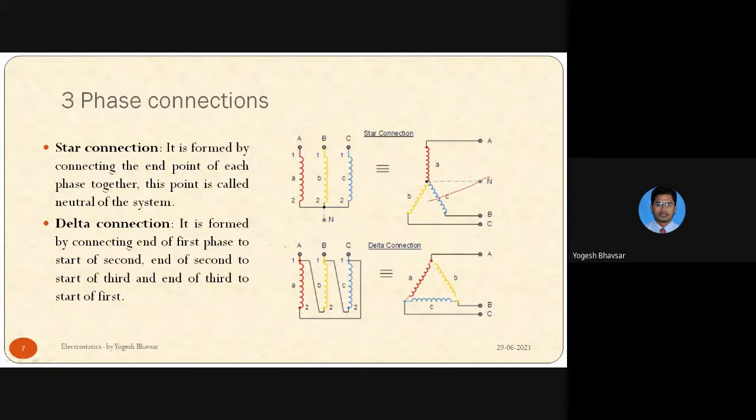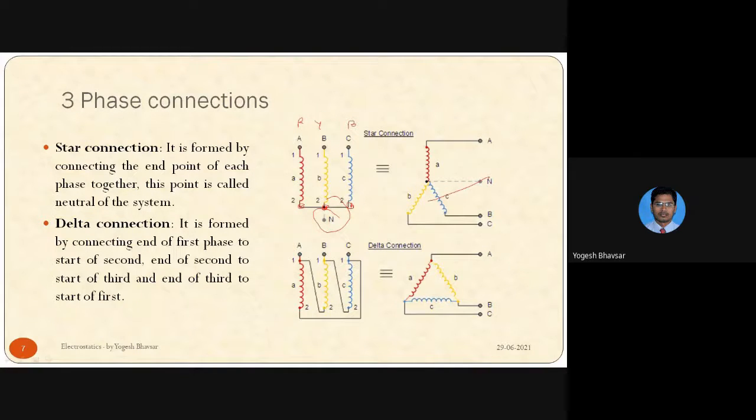each end of the individual phases together, which will form a common point. Look at this end point of each phase. Let us say we have phases A, B, and C, or you may consider R, Y, B. These are the separate phases we have, and what we are going to do is connect the end points of these R, Y, B phases together. This will form a common point, and in the star connection, this common point is called the neutral point.